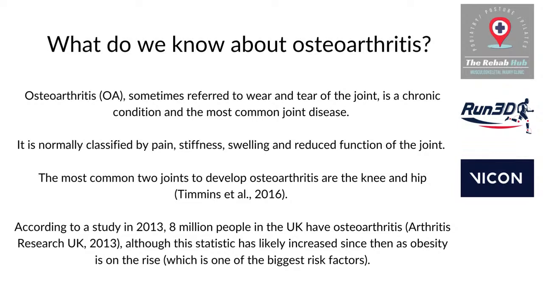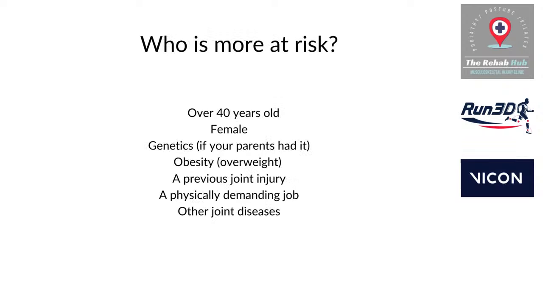According to some study in 2013, it's estimated about 8 million people in the UK have osteoarthritis. However, that is probably an underestimate, based on where we are now, nearly 10 years later, and also the fact that we're all getting bigger and obesity is a major risk factor for osteoarthritis. Who's more at risk? Well, if you're over 40, if you're female, genetics, if your parents have had it, if you're overweight, previous injury, if you've got a job that's really physically demanding, and if you have any other joint diseases, for example, rheumatoid arthritis.